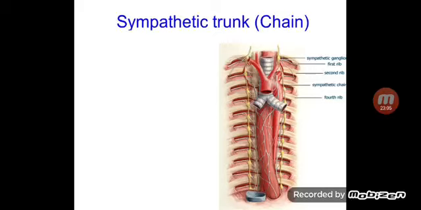The greater splanchnic nerve arises from the 5th to the 9th ganglia; fibers come from the 5th, 6th, 7th, 8th and 9th ganglia, all contributing fibers to give us the greater splanchnic nerve. The lesser splanchnic nerve arises from the 10th and 11th ganglia. And the lowest splanchnic nerve arises from the last ganglion in the thoracic part of the sympathetic trunk, which is ganglion number 12.